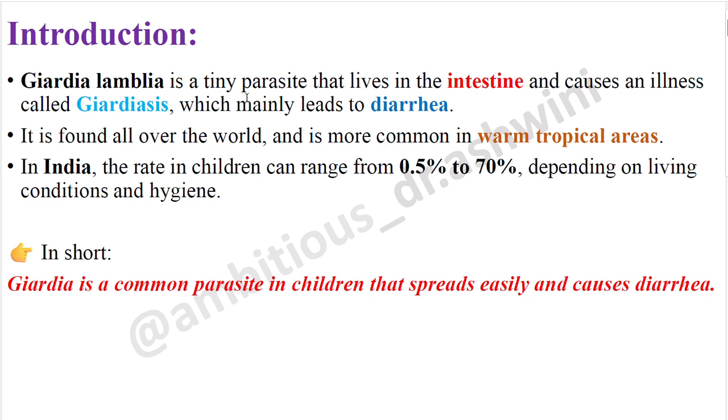Giardia lamblia is a tiny parasite that lives in the intestine and causes an illness called giardiasis, which mainly leads to diarrhea. It is found all over the world and is more common in warm tropical areas. In India, the rate in children can range from 0.5% to 70% depending on living conditions and hygiene. So, in short, Giardia is a common parasite in children that spreads easily and causes diarrhea.